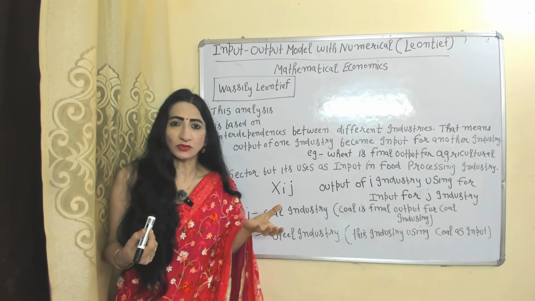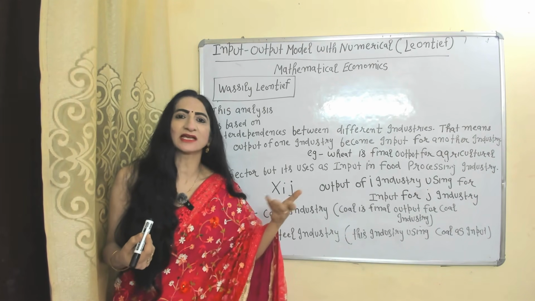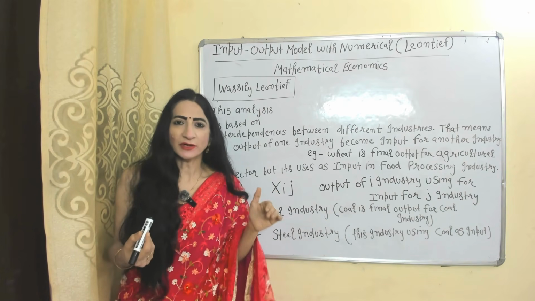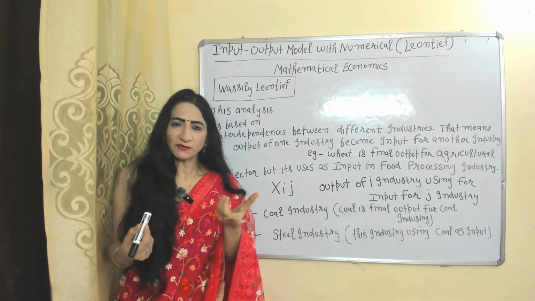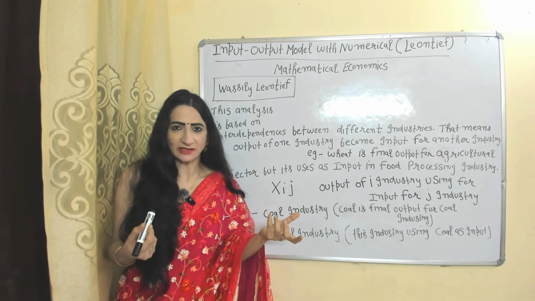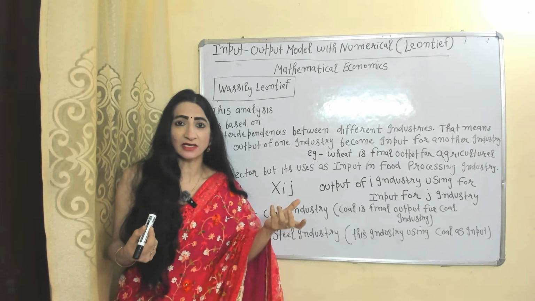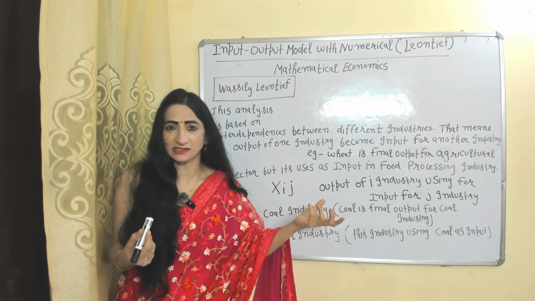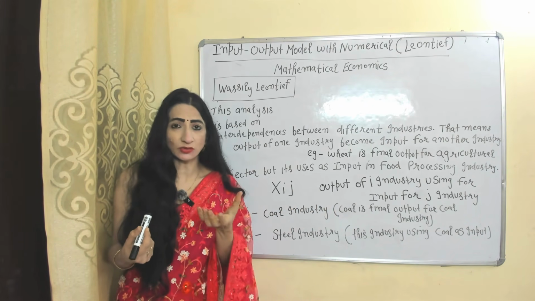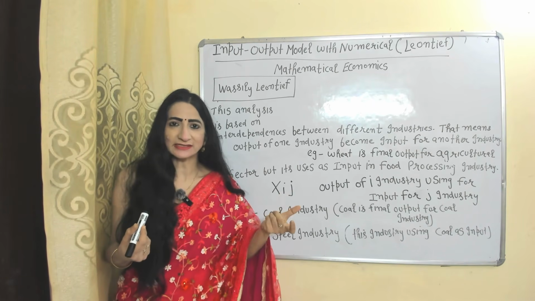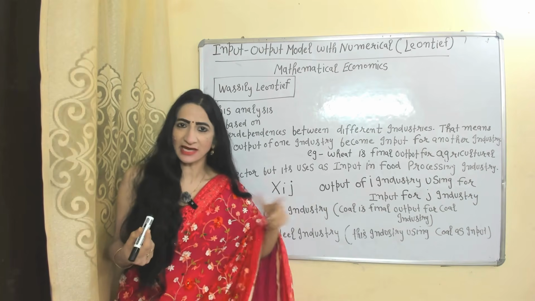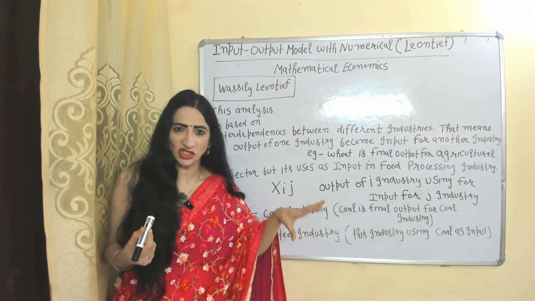As we know, we use the output of one industry as an input for another industry. For example, wheat is the final output of the agriculture sector, but we use wheat as an input for the food processing industry. So we can say that we use the output of one industry as an input for another industry. That's why industries depend on each other.